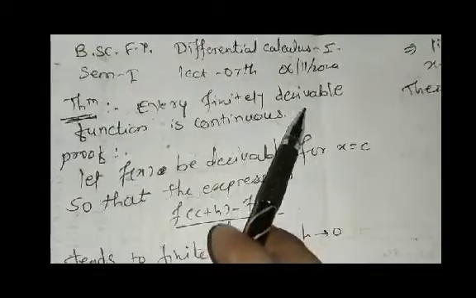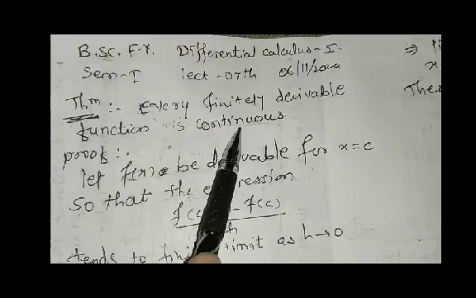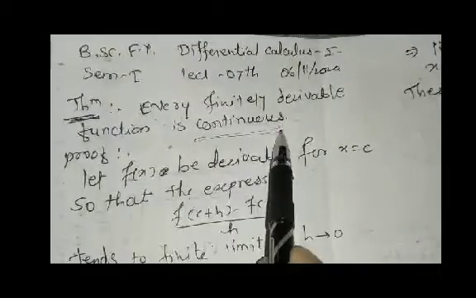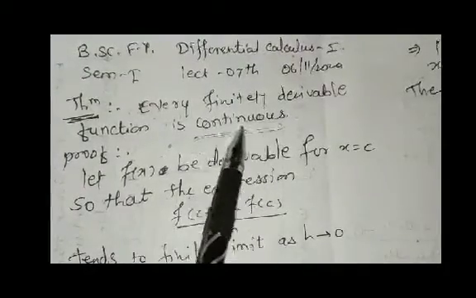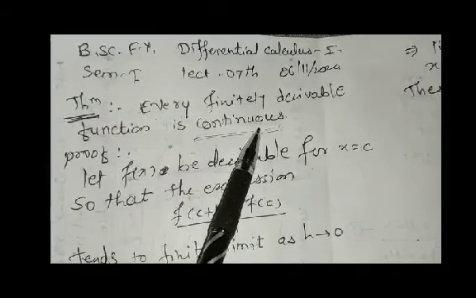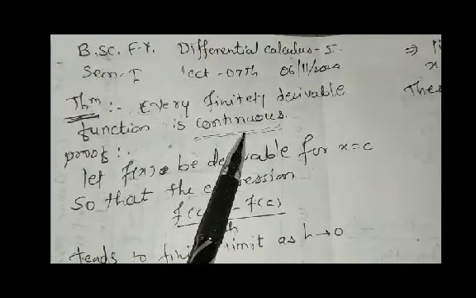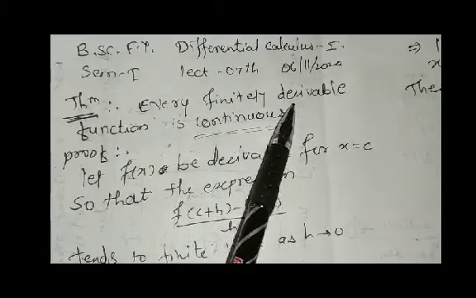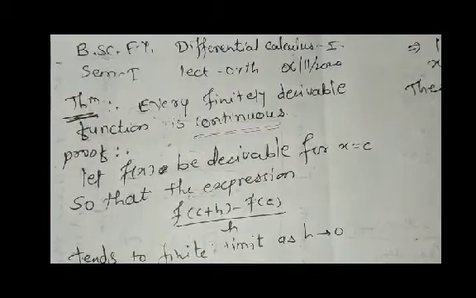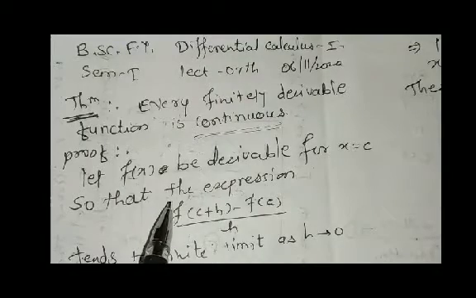Every finitely derivable function is continuous. So what is meant by a continuous function? If the value of the function is equal to the limit of the function at that point, then the function is said to be continuous. What is a derivable function? If f dash of x exists, then the function is derivable. This is the definition of derivability and continuity.